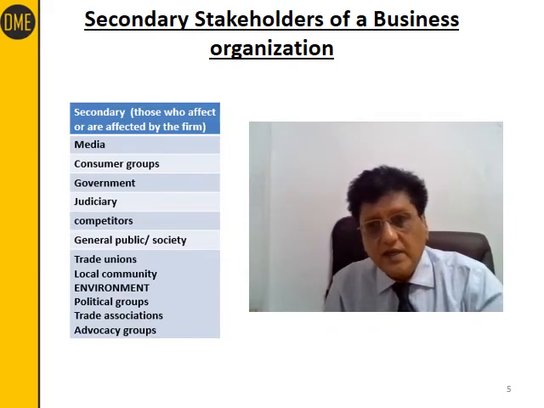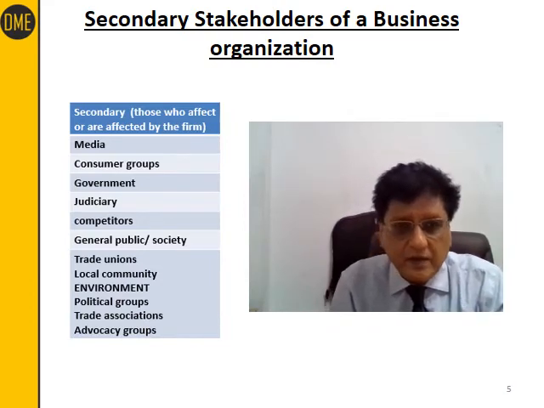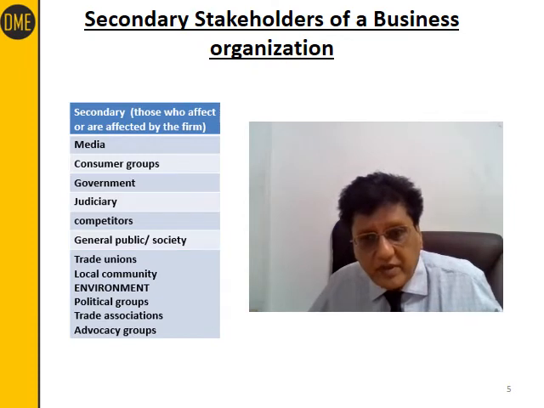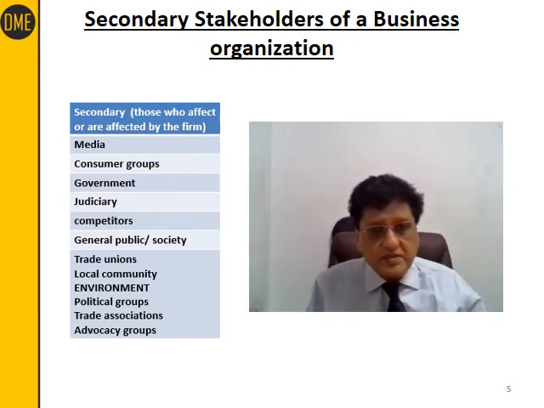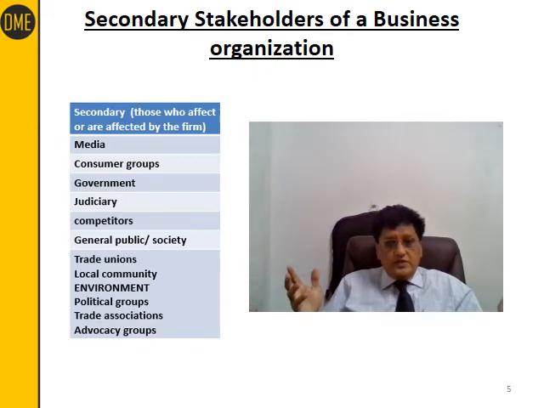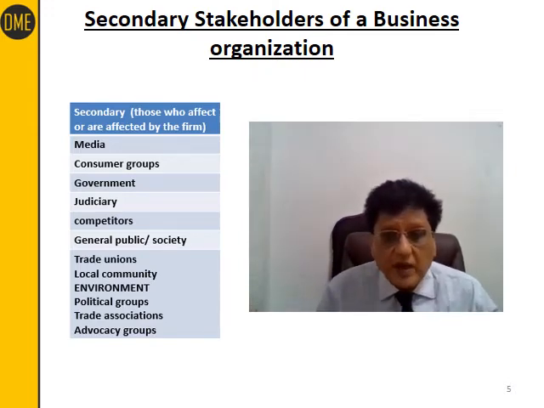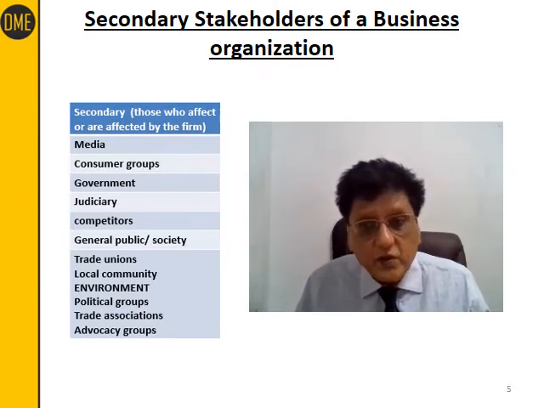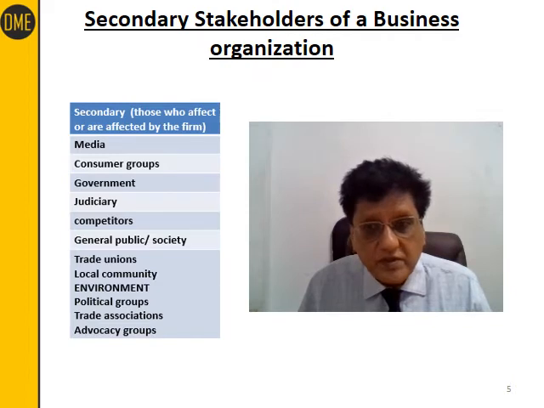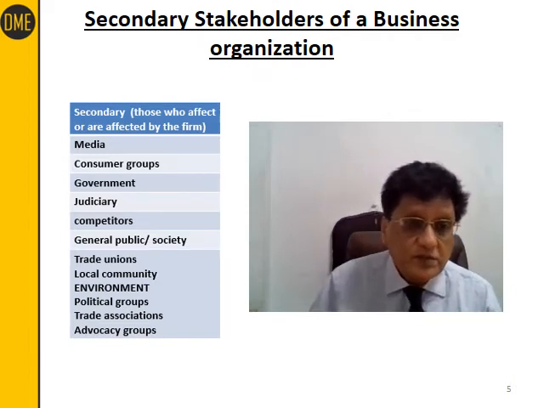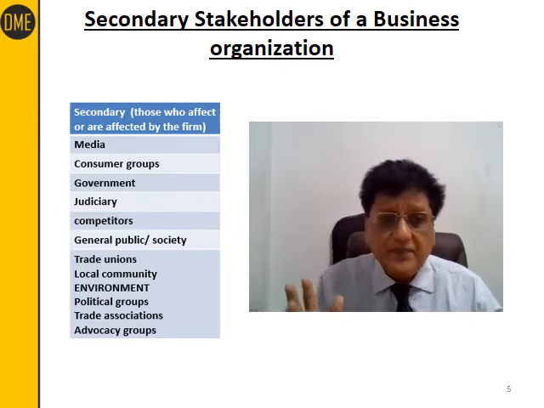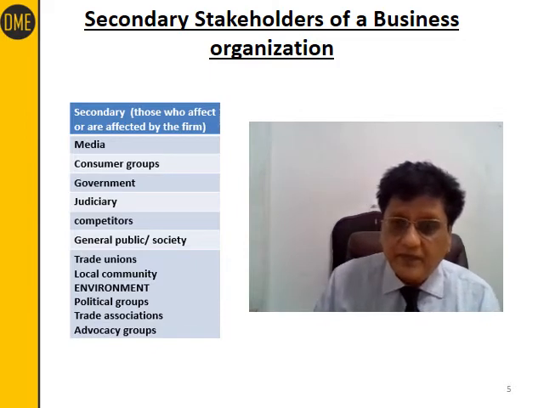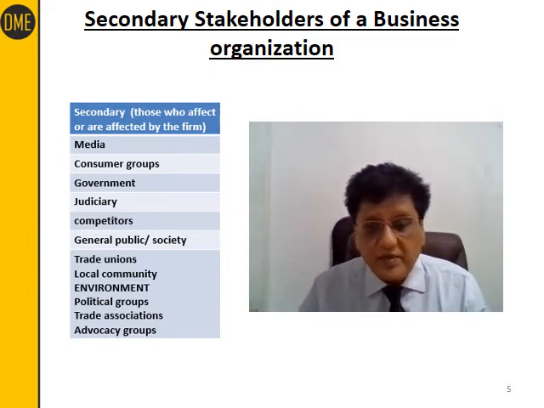Let's now understand what are the secondary stakeholders of a business organization. Just a recap, we said primary stakeholders are ones on which the survival of the business depends. They are your stockholders, your employees, your customers, your suppliers, and your creditors. And I gave you various examples. Secondary stakeholders are those stakeholders who can impact your business, who can get impacted by your business. But it is not necessary that they will impact your business as much as the primary stakeholders can. At the top of the list, I have mentioned media.